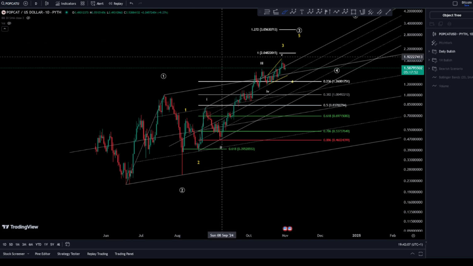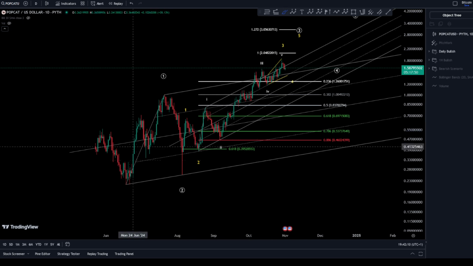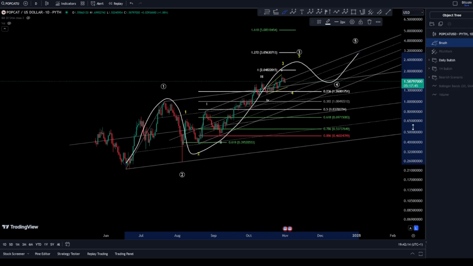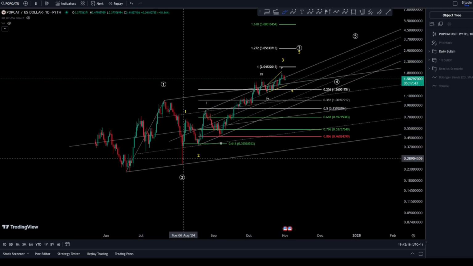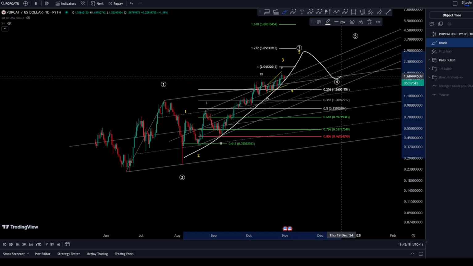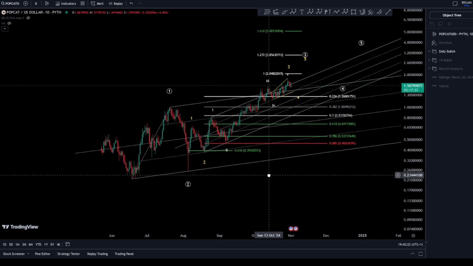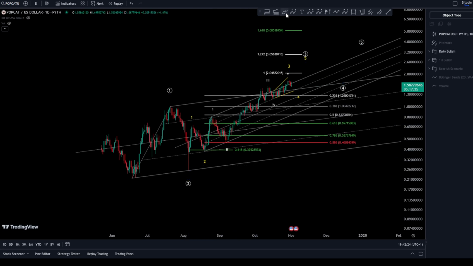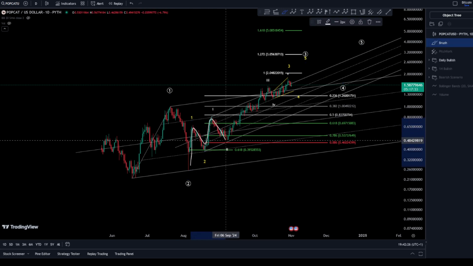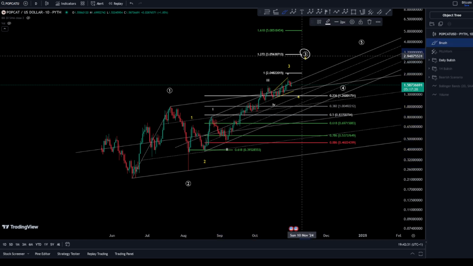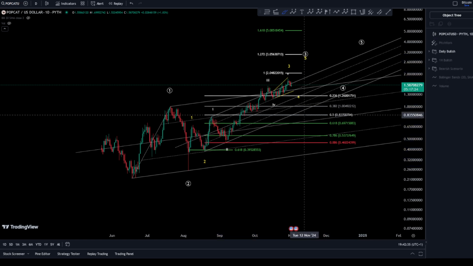So starting with POPCAT on the daily chart, we are looking here at a 1, 2, 3, 4 and a 5 formation towards the upside. We are still of course looking for a wave 3 and then 4 and a 5, which is still unfinished. Inside this impulse, we are looking at double 1, 2, 1, 2, and then 3, 4, 5, and 4, 5 to finish your wave 3 in white, and then 4, 5 in white as well.